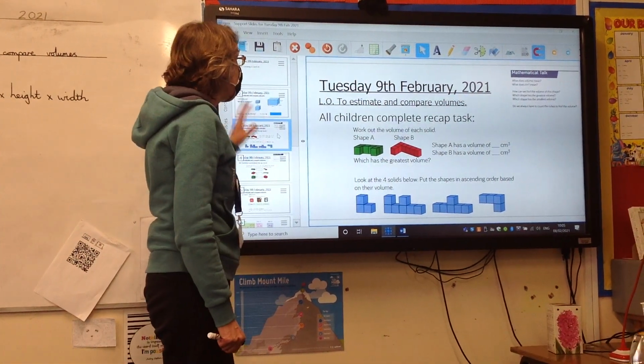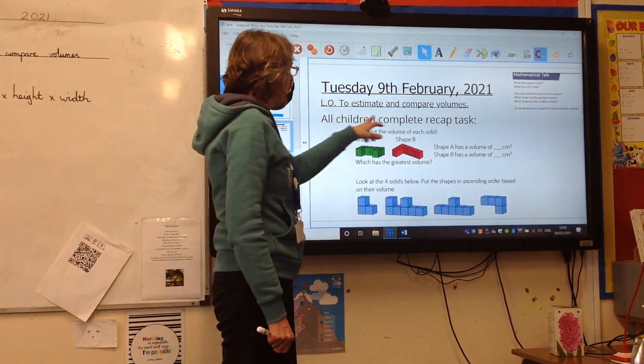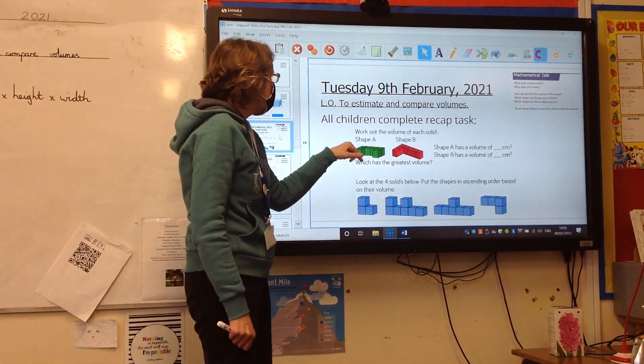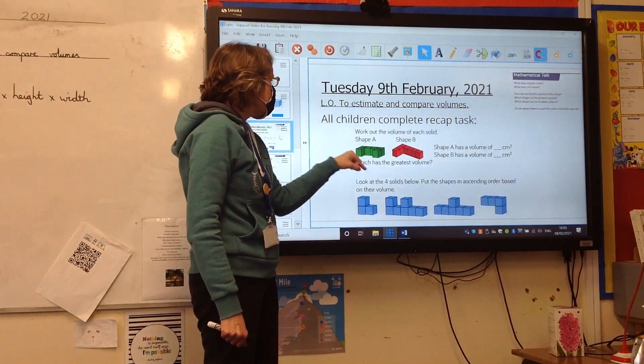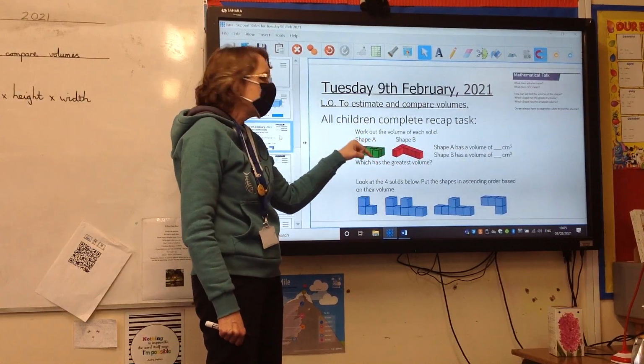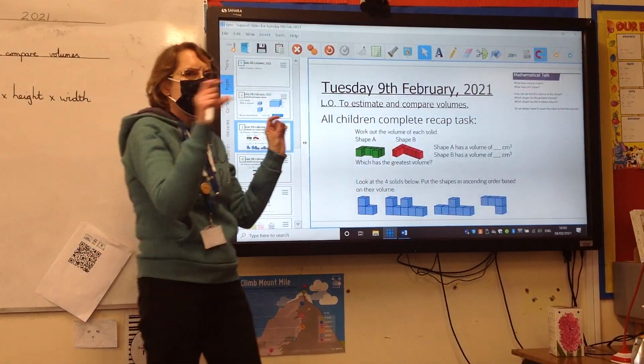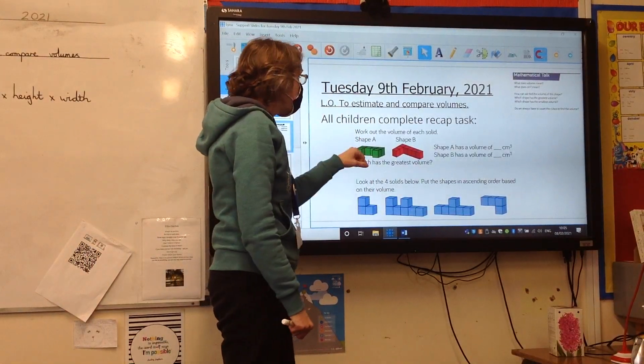Have a go at these. For this question, our lovely formula doesn't really work. What's the best, the quickest, the easiest way of calculating the volume of that green shape? Count the cubes. Well done, count the cubes.